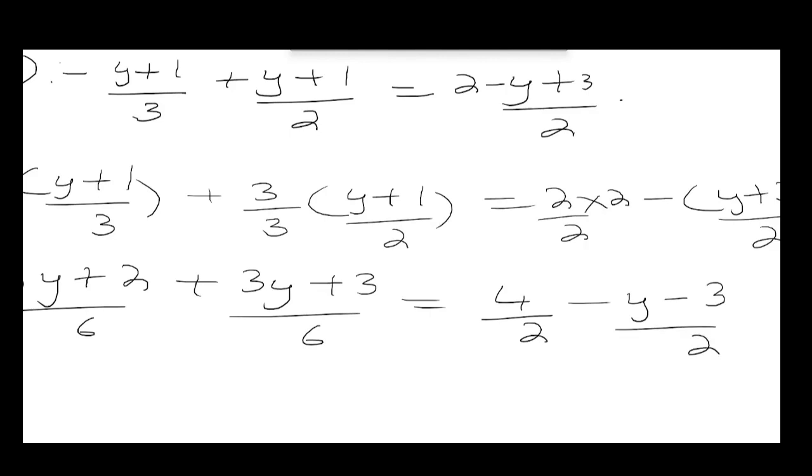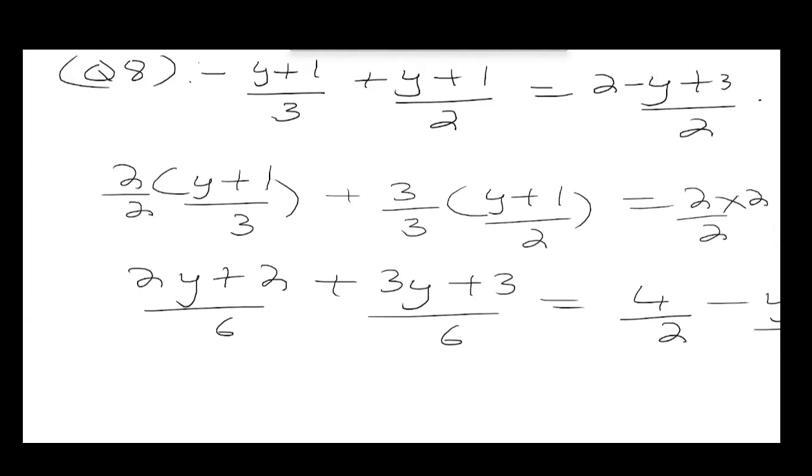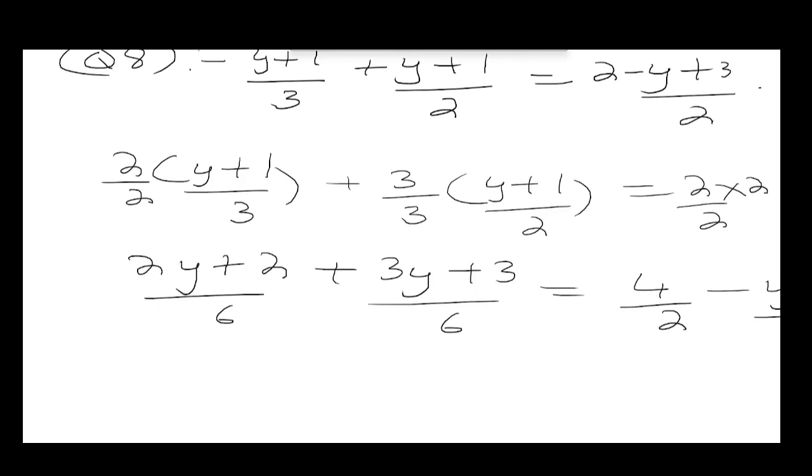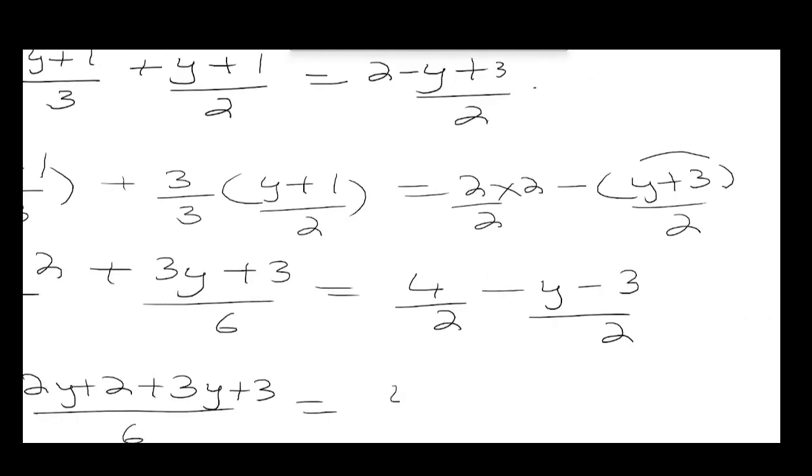Now why is this converted to y minus 3 instead of y plus 3? Because after we move the bracket, the subtraction sign had been applied to the positive sign, so it had been converted to negative. Okay, now in the left hand side here you can see that the denominator is 6, so we can just write 6 as the same. So 2y plus 2 will be added with 3y plus 3. Now this is equal to 4 minus y minus 3 divided by 2.